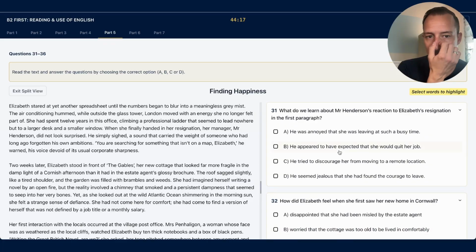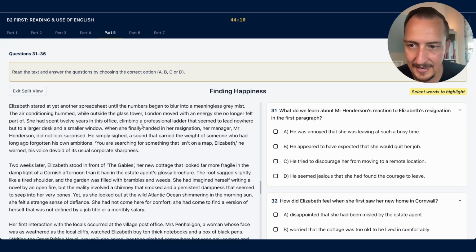So let's go for that. Let's do it that way. Okay, what do we learn about Mr. Henderson's reaction to Elizabeth's resignation? So we need to look for Mr. Henderson. Where is he? We can just quickly scan through. There he is. Perfect. Mr.